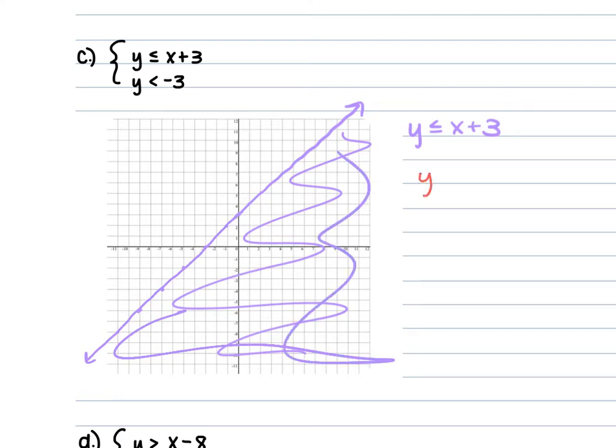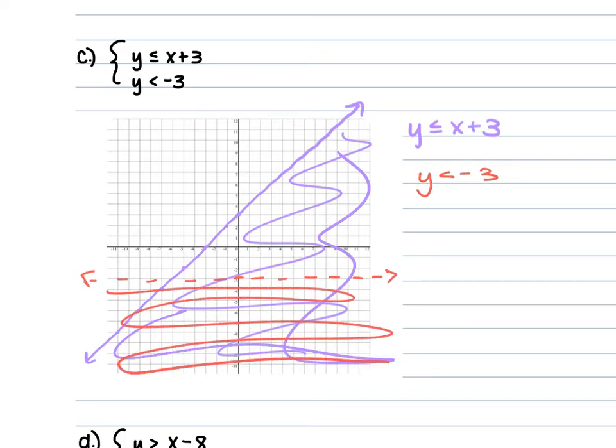For the other line, we have y is less than negative 3, so that's just a straight line that is dotted through negative 3 on the y-axis. And then we would shade underneath it. So the part that overlaps is in here. So we can actually get rid of whatever we do not need that's above this line.